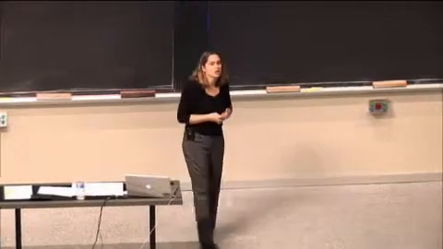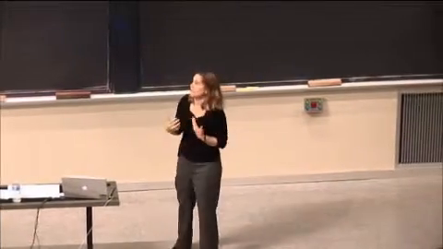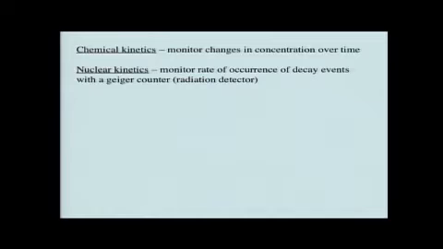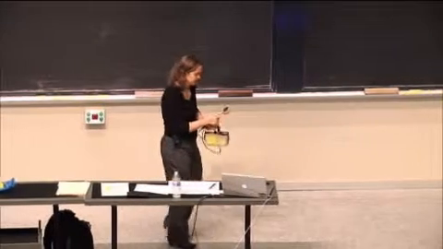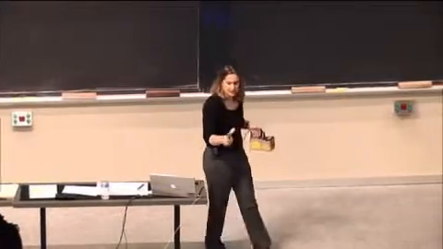So with chemical kinetics, we're usually talking about the change in concentration of things over time. But with nuclear kinetics, we're talking about the number of decay events, the number of nuclei that have decayed. And so here, with nuclear kinetics, we measure these events using a Geiger counter. So this can measure radiation.